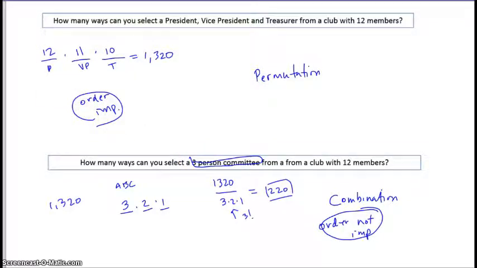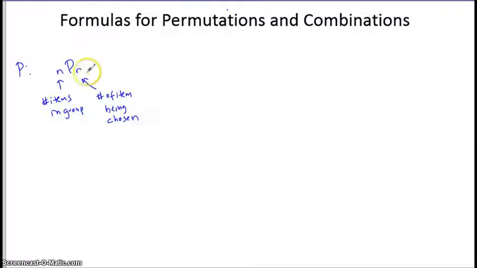Now I'm going to move on, and I just want to give you the formulas for these, and then once you practice with them, you'll see why they work. For permutations, let's abbreviate that with P. There's a notation we're going to use: nPr, a big P and a little r. N is always going to be the number of items in the group, and r is going to be the number of items being chosen. So that's how we call this nPr.